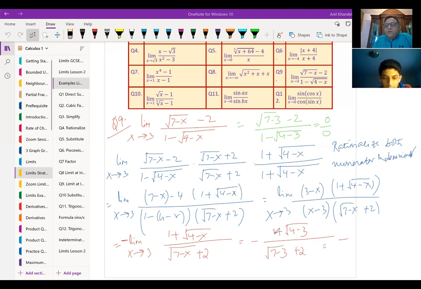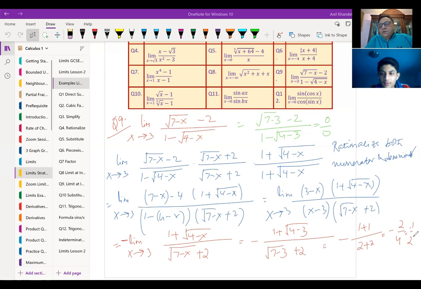Which is what? Negative of 1 plus 1, right? And denominator is 7 minus 3, 4, square root 2, plus 2, correct? You get negative 2 over 4, which is negative half. That is how you're going to solve this question. It's kind of tricky, slightly long, but to get radicals in both numerator and denominator, you need to rationalize both numerator and denominator, just as we have done. Clear?